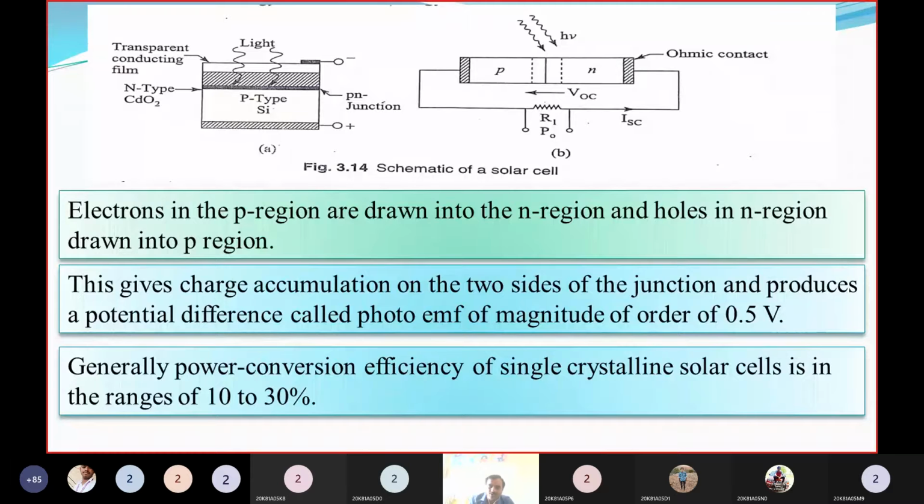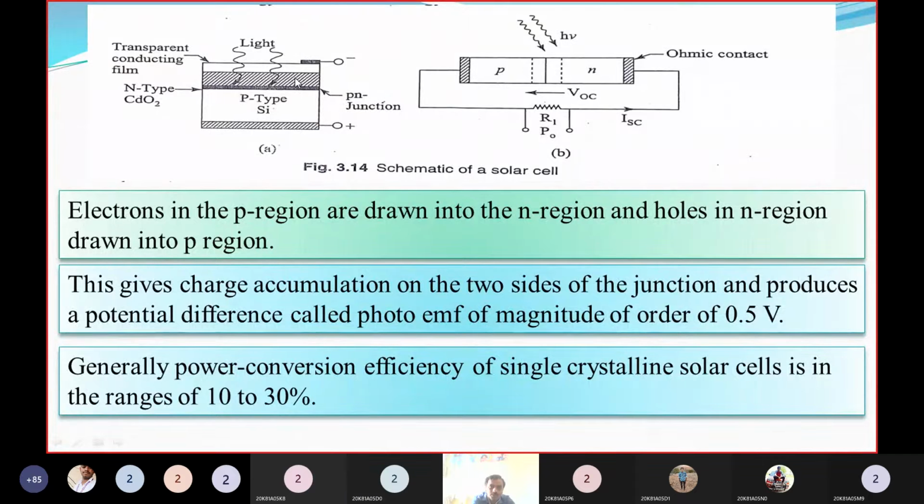Any doubt on this concept? Once again I will explain. Whenever light is incident on this, first of all I will discuss the construction. Initially we take the p-type semiconducting material, and we dope n-type semiconducting material on that p-type layer. Here the n-type layer is very thin.